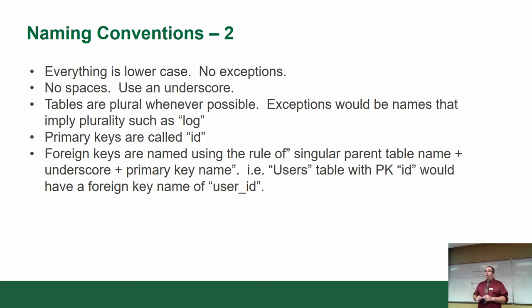Foreign keys are named using a rule: it's the singular parent table name, underscore, the primary key name. So for example, there's a table called users, and it shouldn't be uppercase. That's just PowerPoint trying to get clever with its spelling correction. A users table has a primary key of ID. Therefore, the foreign key would be called user ID. It is the ID of a user. Where do we find the user? In the users table. And how do we find that user inside the users table? We use the ID. Therefore, it's the ID of a user from the users table. That's the logic behind the naming convention.